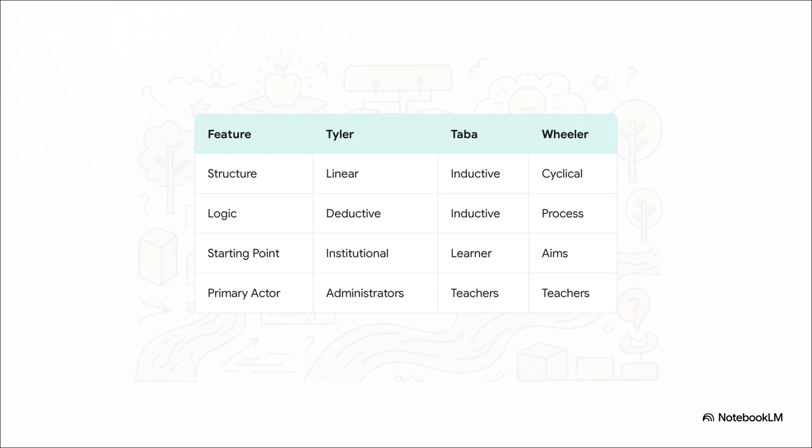And notice the shift in the starting point, too. We move from top-down institutional goals under Tyler to focusing on learner needs with Taba, and then to situational aims with Wheeler. But most importantly, look at the primary actors. We go from administrators just handing down the rules to teachers actively guiding this continuous, evolving feedback loop. It's a massive paradigm shift.